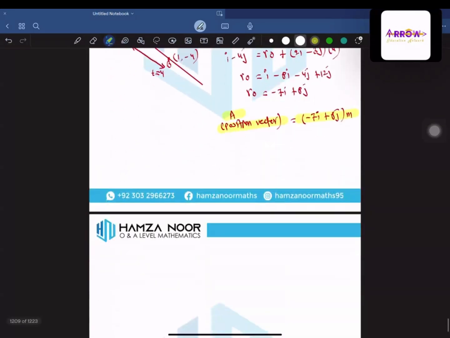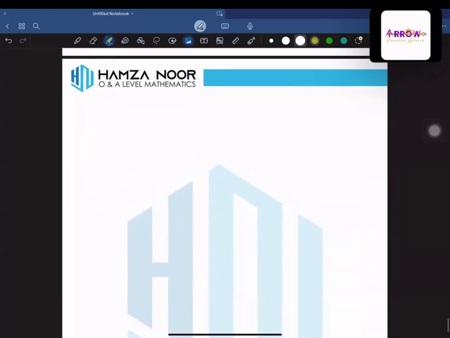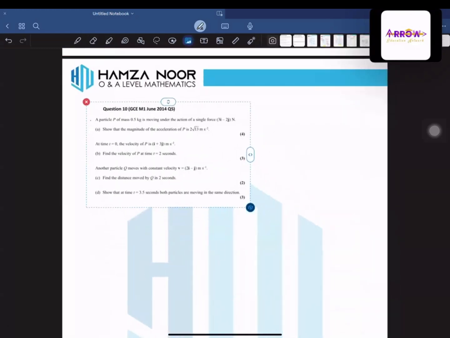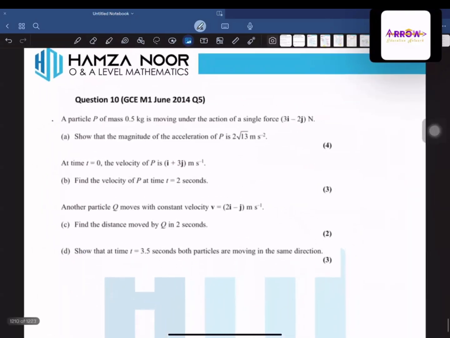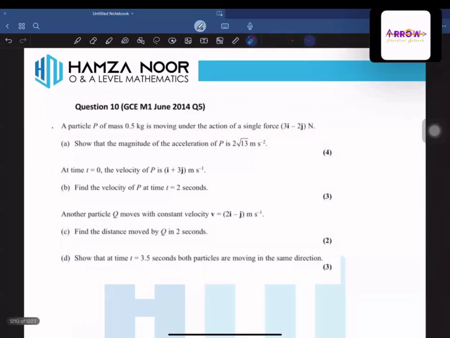So the next question is question number 10 of the handout, which is GCE M1 June 2014, question number 5. All right, so let's see what the question says. A particle P of mass 0.5 kg is moving under the action of a single force 3i minus 2j Newton. The requirement of part A is to show that the magnitude of acceleration of the particle is 2 root 13 meter per second square.